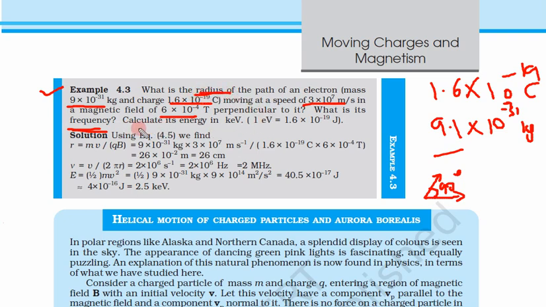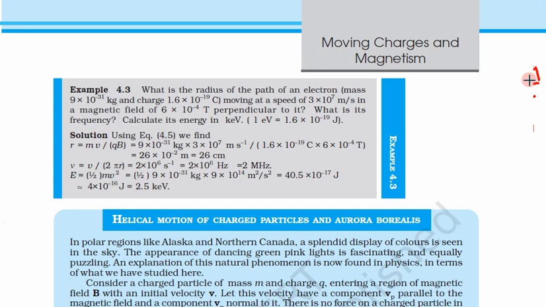Two things we have to calculate, and a third thing, its energy in keV, kilo electron volt, where 1 electron volt is 1.6 into 10 to power minus 19 joule. So let us calculate all these three quantities. First thing is the radius. From the formula of radius, R is equal to mv by qB.